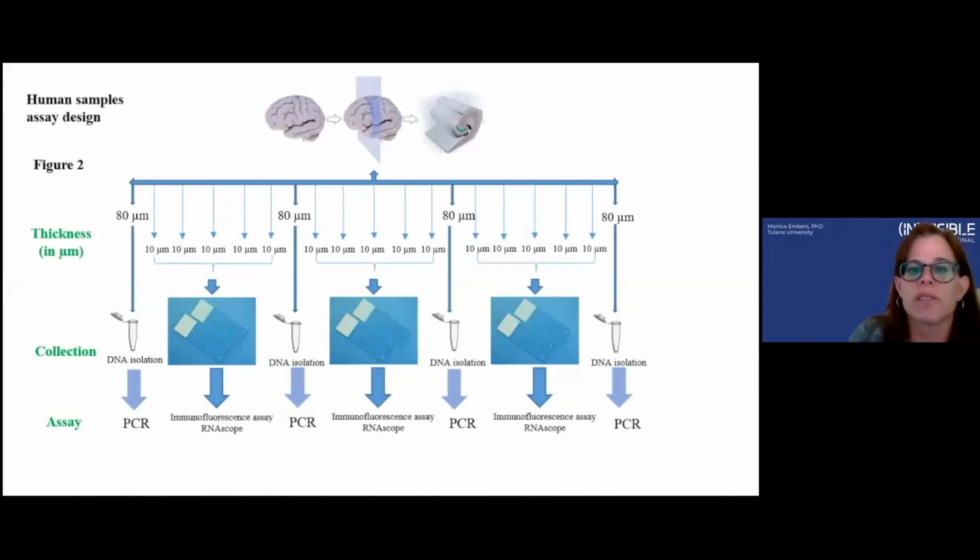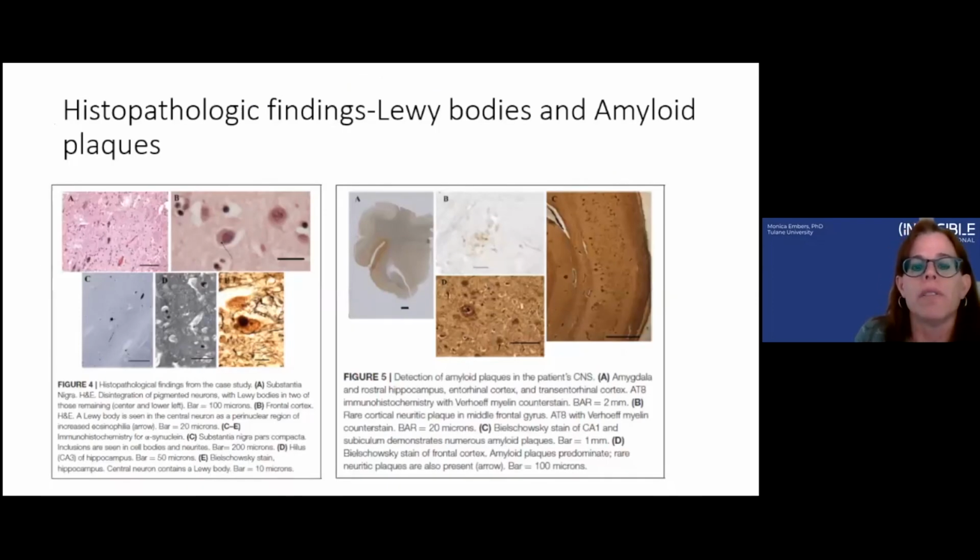So once we received the sections from the autopsy, we cut them into one large slice for 80 microns for DNA isolation for PCR, and then in 10 consecutive 10 micron sections 3 times over. So when the PCR was positive, then we performed immunofluorescent staining for Borrelia burgdorferi. The pathologist, Andrew Dwork at Columbia, showed that he could find Lewy bodies and amyloid plaques in the patient's central nervous system.